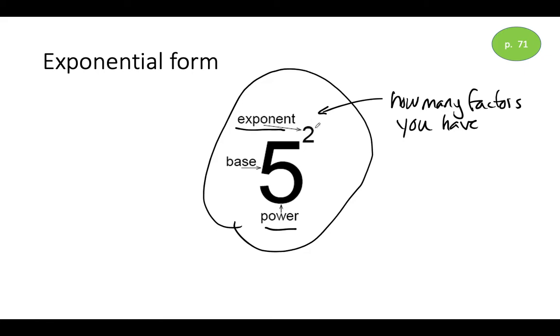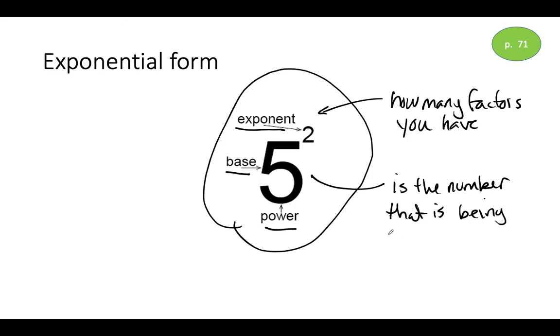So we need to know that the little number is the exponent, and the exponent is how many factors you have. The big number is the base, and the base is the number that is being repeatedly multiplied. Okay? So 5 to the second power means we have 2 factors of 5, right? 5 to the second power, 2 factors of 5.